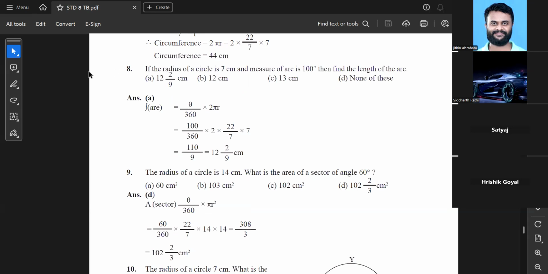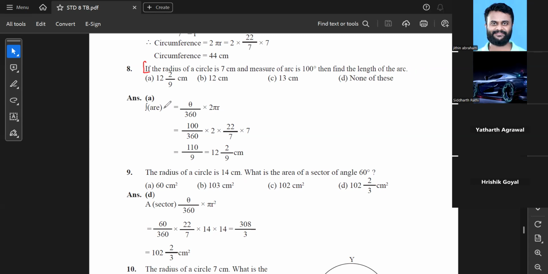Now, eighth question. If the radius of the circle is 7 centimeter and measure of the arc is 100. अच्छा, सबसे पहले question, is this arc a major arc or a minor arc? Sir, minor arc, because the angle is less than 180 degree. Correct. Now find the length of the arc.